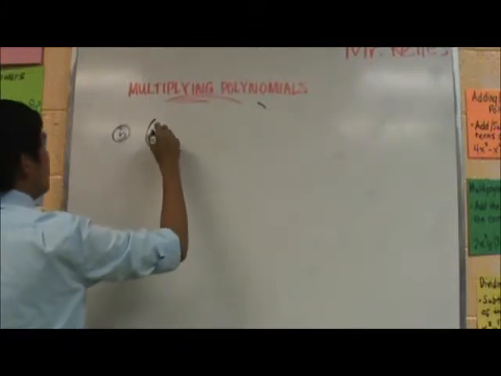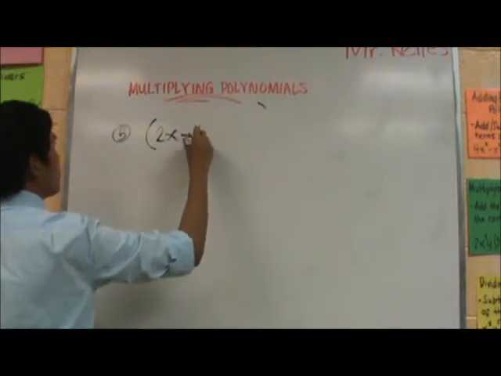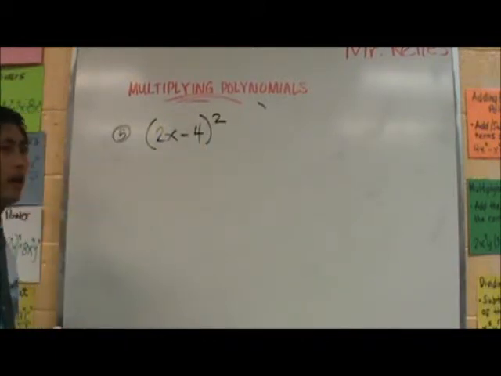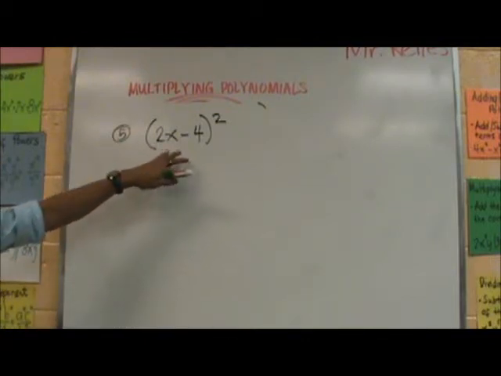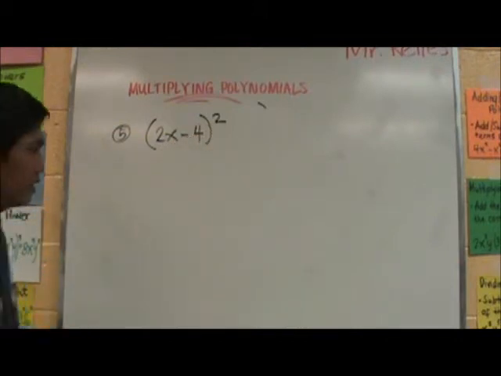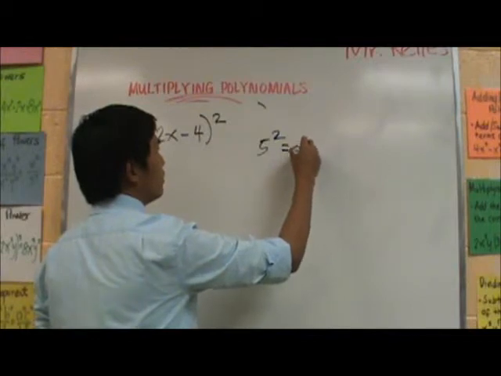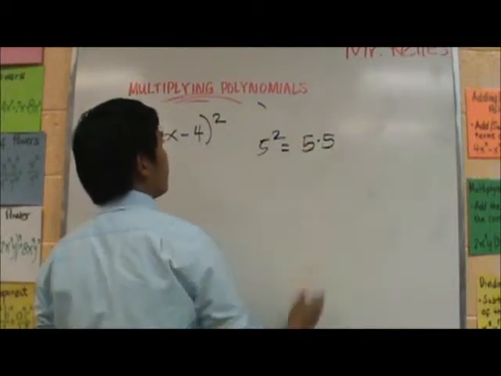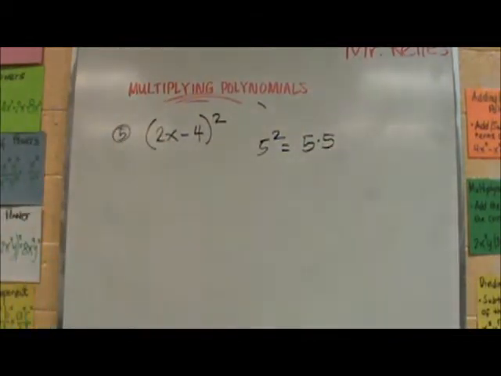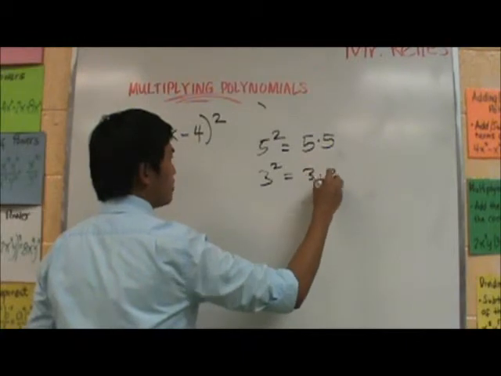How about given 2x minus 4 squared? Now you have to remember, in having a binomial like this with an exponent of 2, if you have 5 squared, that means you will do 5 times 5. If you have 3 squared, you will do it this way, 3 times 3.